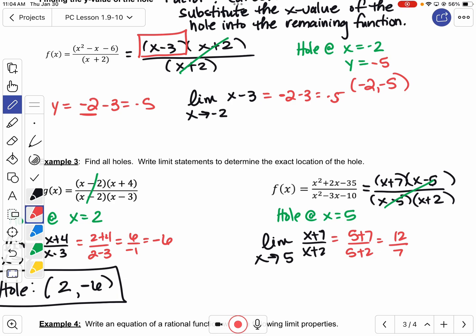Did I do that right? Yep, okay. And so if we do that, 12 over 7, then our whole, the ordered pair, it's okay if we get fractions: 5 comma 12 over 7.